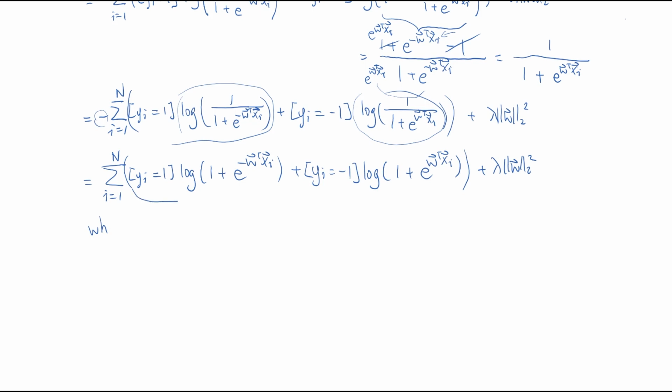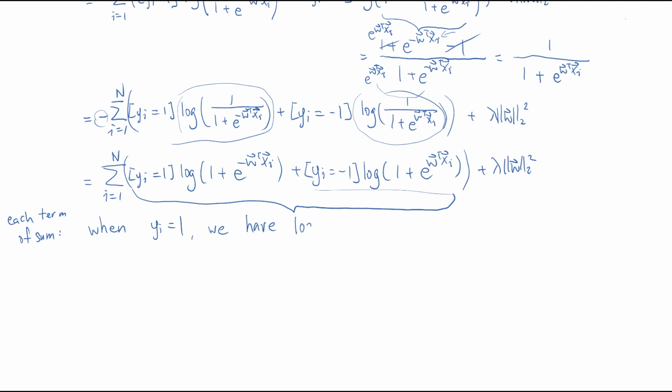So let's take a look at each term of the sum, right? Each term of sum. When yi equals 1, well, the second term is gone because the indicator is 0, right? And then the first one is going to be 1. So we just have log of 1 plus e to the power of minus w transpose xi.